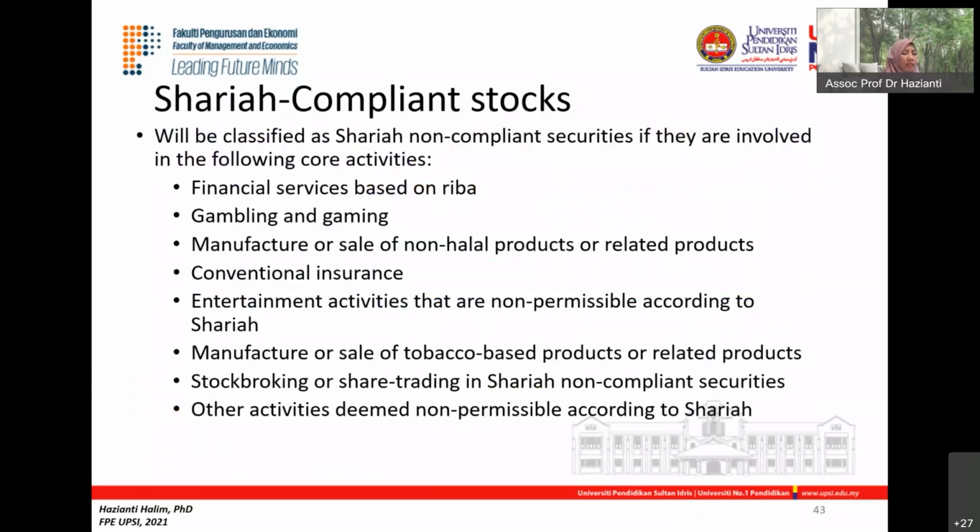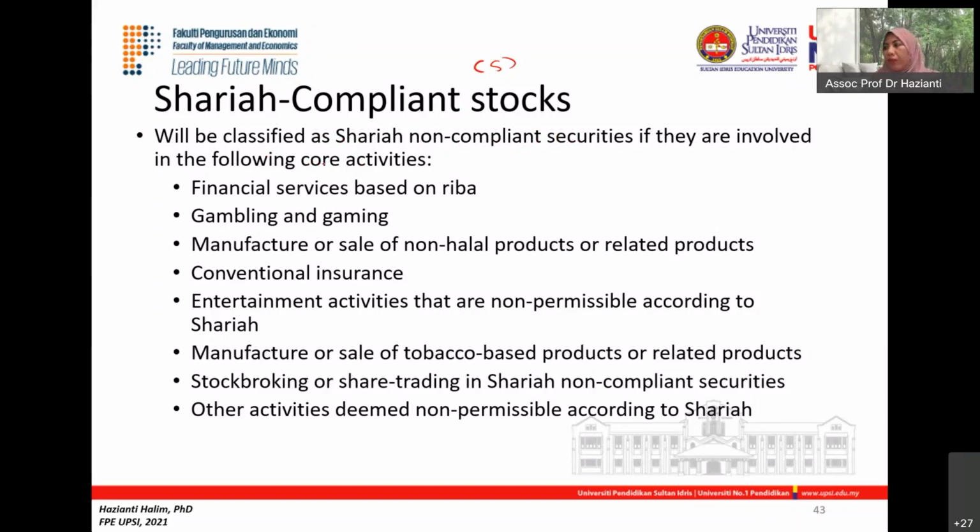We also have another one, yang ni saya tambah, Sharia compliance stock. Right, remember last time I show you the stock screener, whereby we can choose what types of stocks that we want to invest, and some are actually classified as Sharia non-compliant securities and also Sharia compliance. So if you look at the list of company, kalau dia ada bracket Sharia tu, itu ialah Sharia approved, bracket S. So some will be classified as Sharia non-compliant securities. So if they are involved in the following core activities.